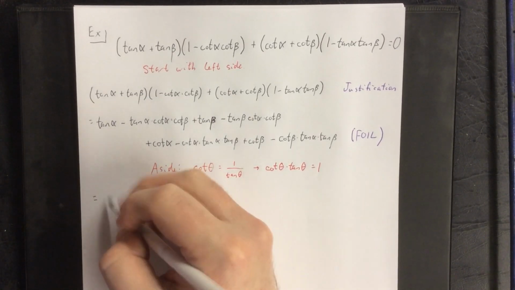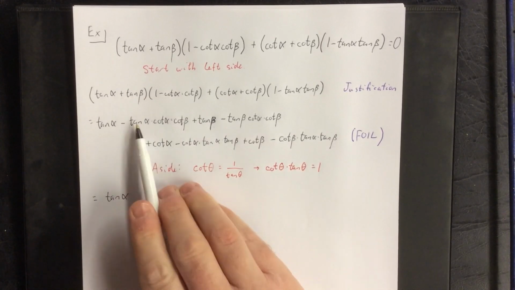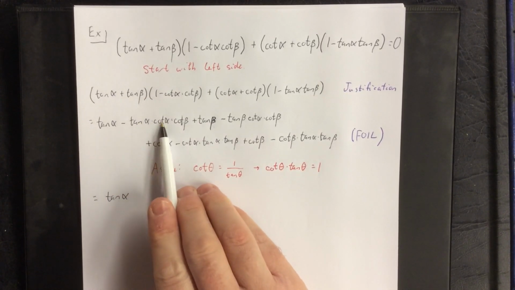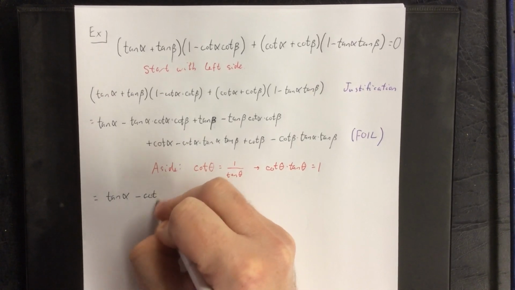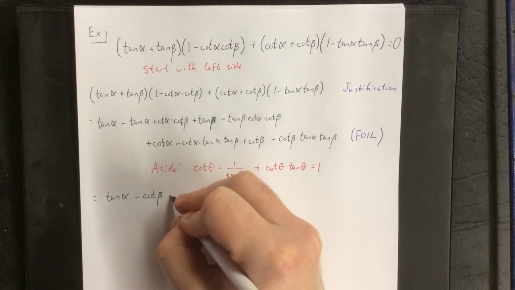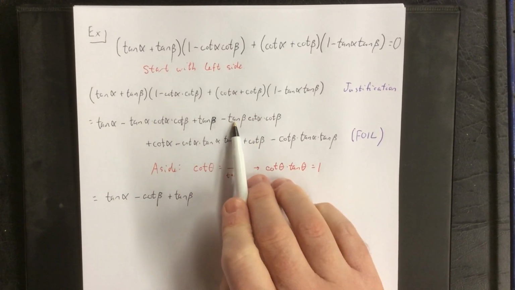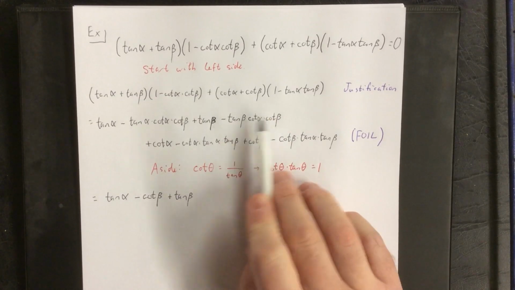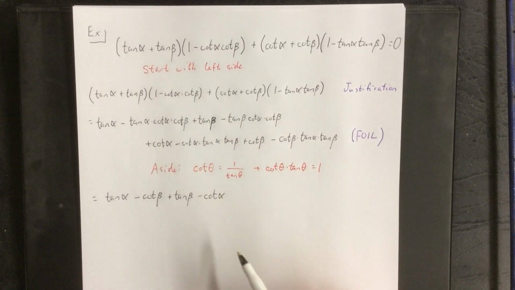Here we see that not taking place. That's just tangent of alpha. In the next expression, however, we have tangent of alpha times cotangent of alpha. That will be 1. So the only thing left will be minus cotangent of beta. We'll keep the next step, tangent of beta. And at the next step, I see a tangent of beta times cotangent of beta. Those will cancel each other out. So we'll have minus cotangent alpha.